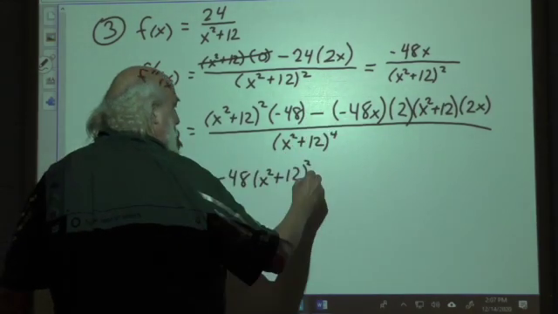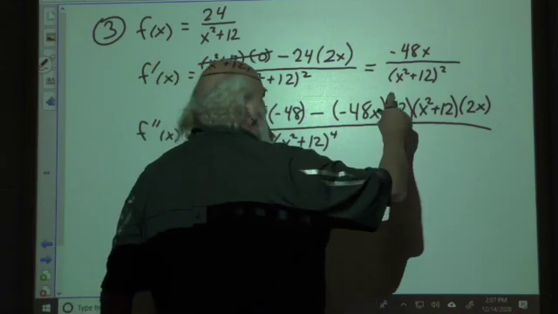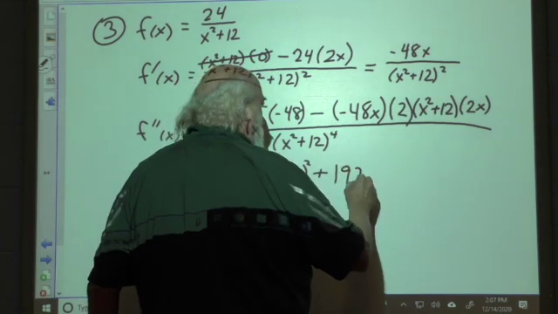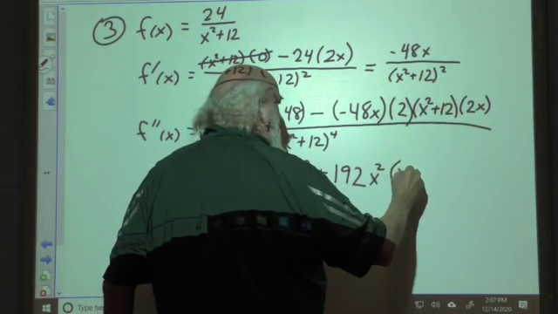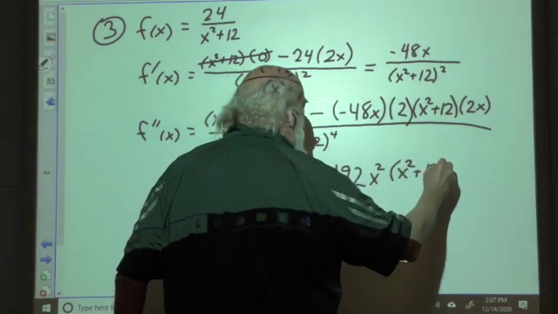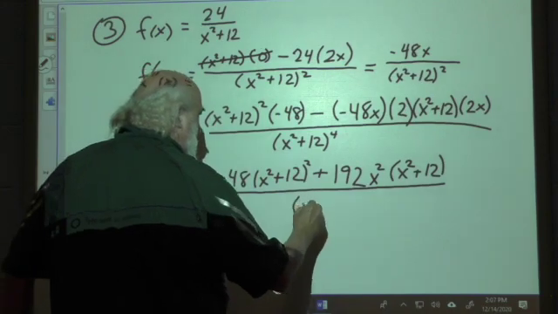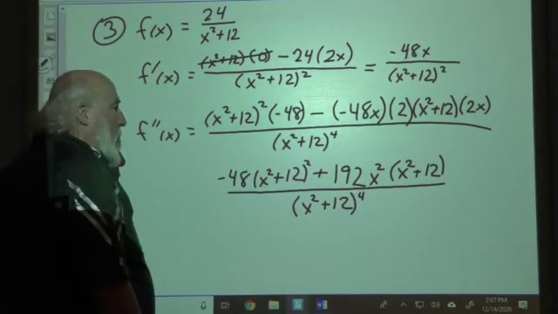Then minus the negative becomes plus positive. 48 times 2 is 96, times 2 is 192. x times x is x squared, times x squared plus 12, all over x squared plus 12 to the fourth power.